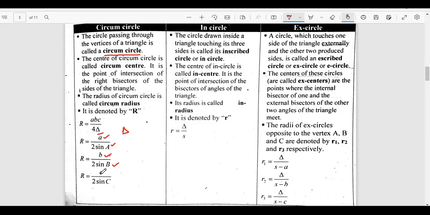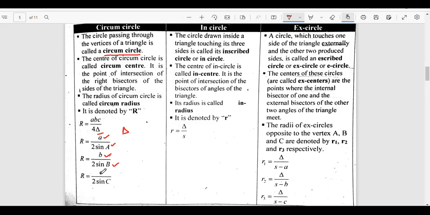So for the circumcircle, we know how to find the center and we know how to find the circumradius. This would be used in the next chapters, like the most important section for NET maths, that is the conic section. We'll be using these there a lot. So this understanding is extremely important, because conic section is the most important chapter for this NET.